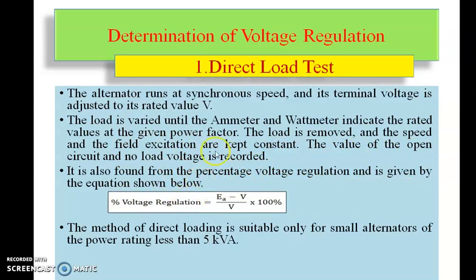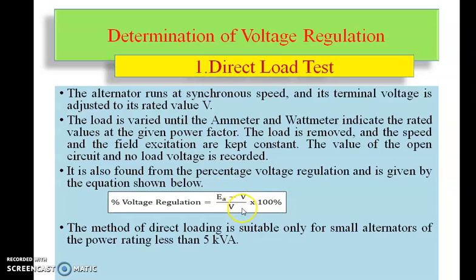Let me explain simply. As said earlier, in the direct load test, we apply the load directly to the generator. Just apply the full load on the alternator and note down the value of V. And suddenly remove all this load and check the terminal voltage.